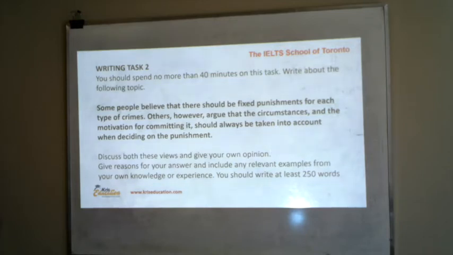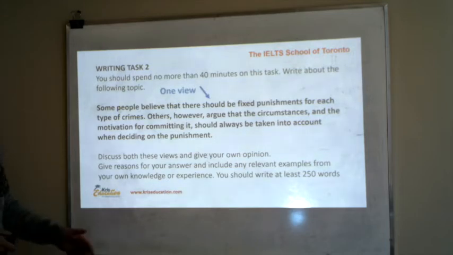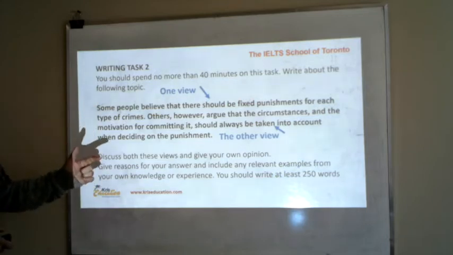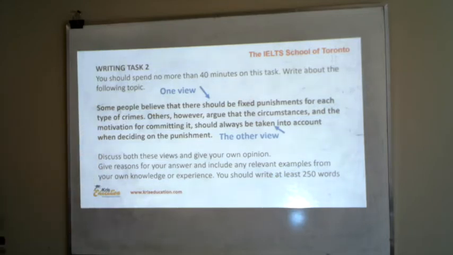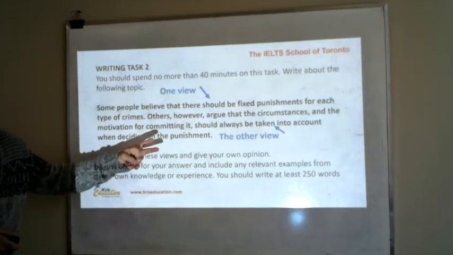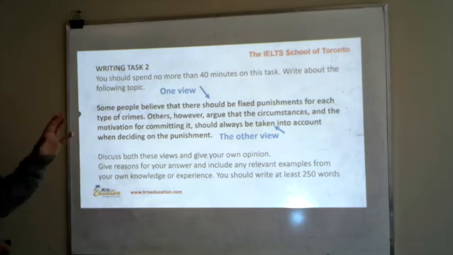The essay that is displayed is a typical discussion essay. The first statement introduces you to the first point of view, in this case, fixed punishment. The second statement introduces you to the other point of view, the importance of motivation and circumstances for committing a crime. You do need to give 2 arguments for one view and 2 arguments for the other view, because your essay needs to be balanced.